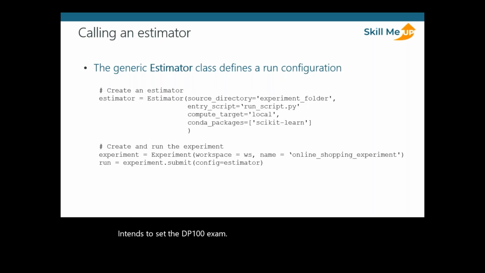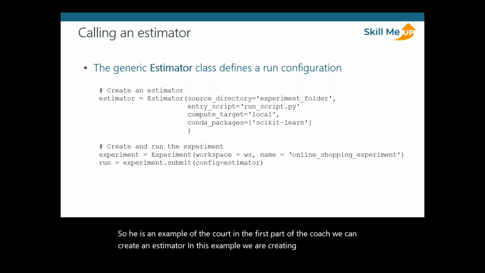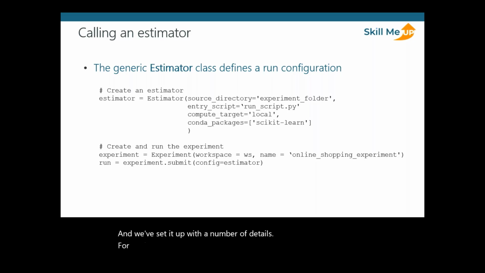So here's an example of the code. In the first part of the code, we create an estimator. In this example, we are creating an estimator using the estimator keyword here, and we've set it up with a number of details. For example, you can see the source directory is set to the experiment folder. You can also see the entry script, named as the run script py. We can also see the compute target, which is set to local, and it's also importing conda packages from scikit-learn.